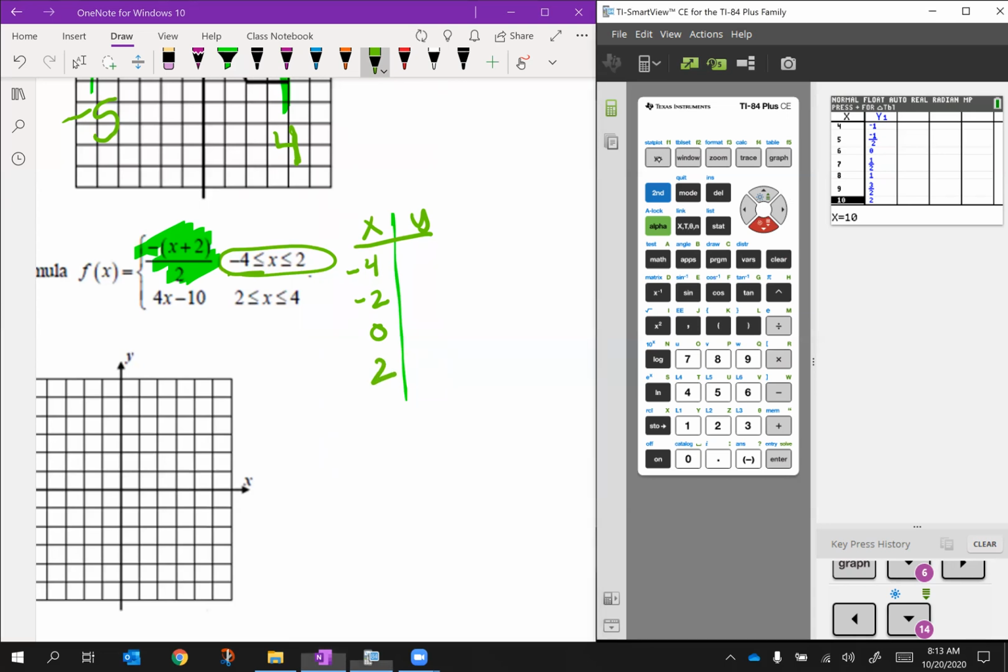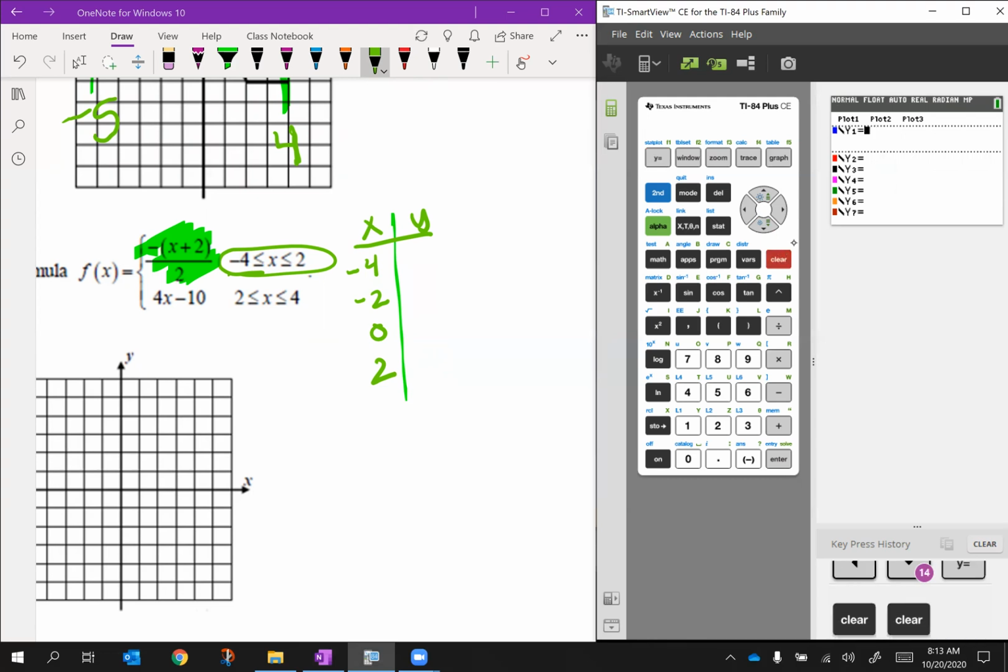I'm going to my y equals. I'm going to type it in exactly as I see it. I hit clear to get rid of the function I have. Alpha y equals to get the fraction. Negative parenthesis x plus 2 over 2.